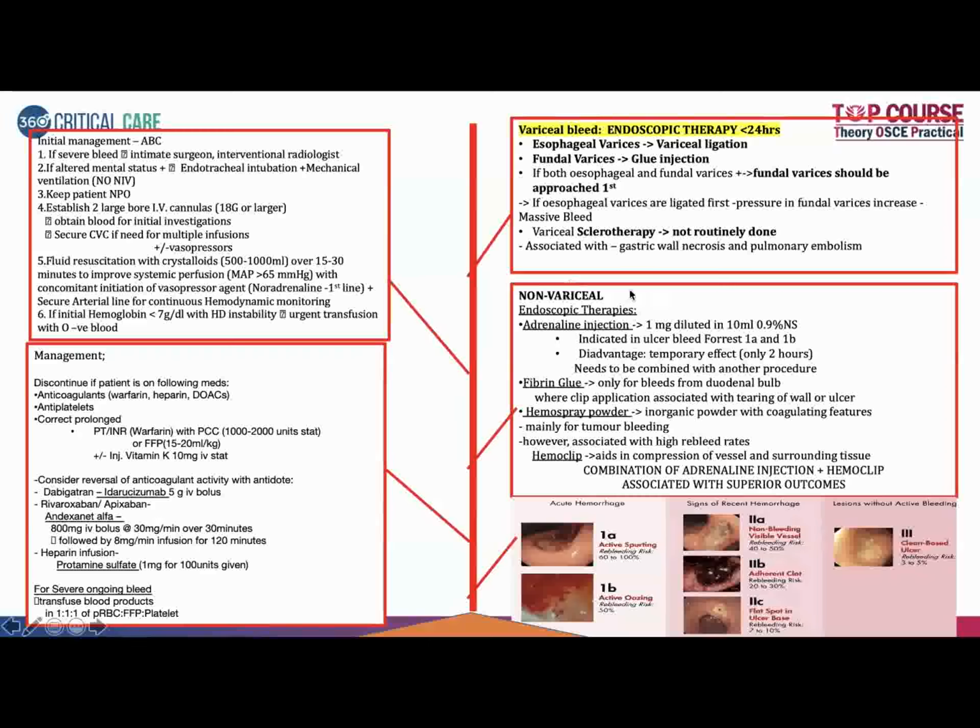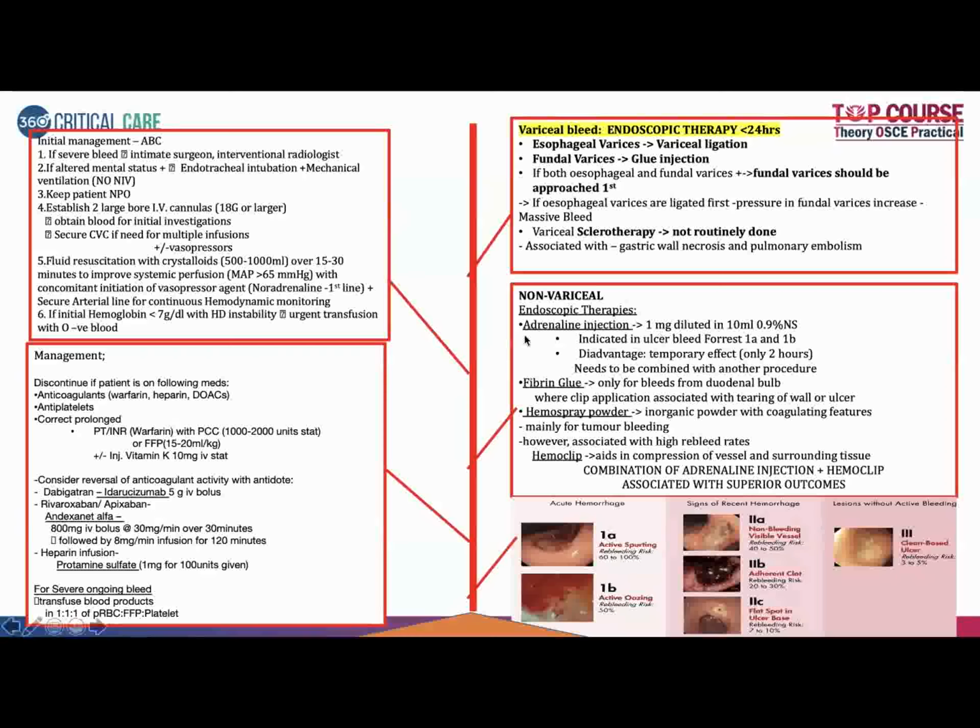Non-variceal bleed, endoscopic therapy involves adrenaline injection, more than 1 milligram diluted in 10 ml of normal saline, which is injected in grade 1, 1A and 1B. Okay, it is only temporary, so there is a risk of rebleed. It should always be combined with some other therapy.